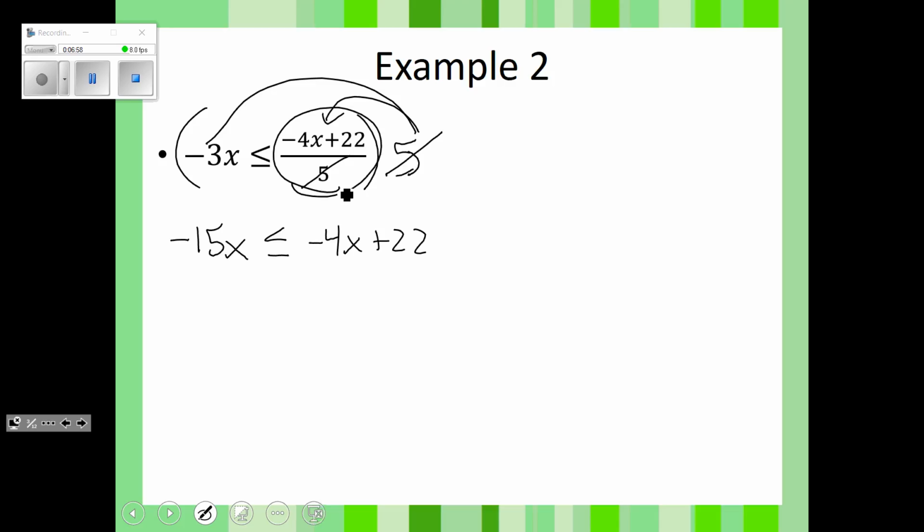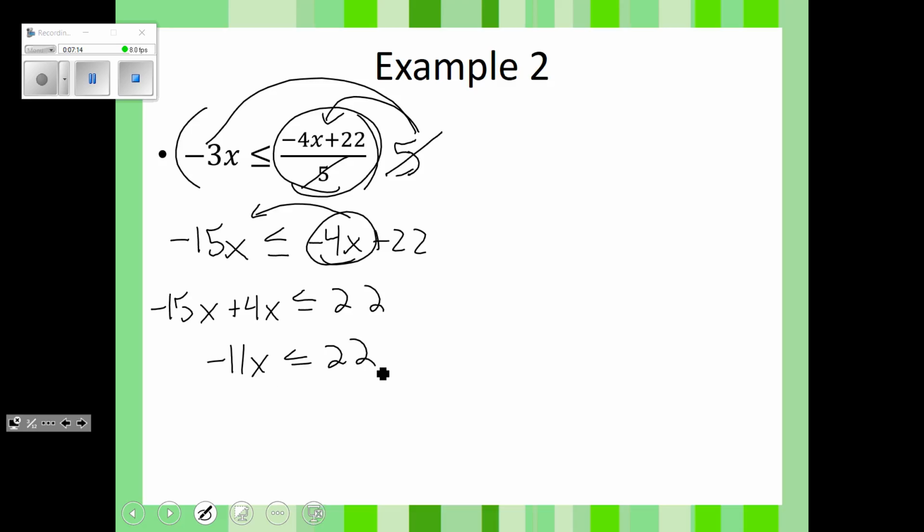and you only do it to this one fraction because it's all one term. Okay? And then from there, I'm going to move the negative 4 over and add 4x. And so you get negative 11. Then what are we going to do to both sides? Divide by negative 11. And if I'm dividing by a negative on both sides, then my sign will flip the other way. And I get negative 2. And with that, we'll go to lunch.